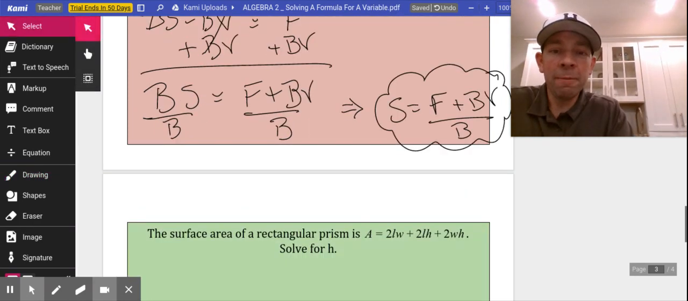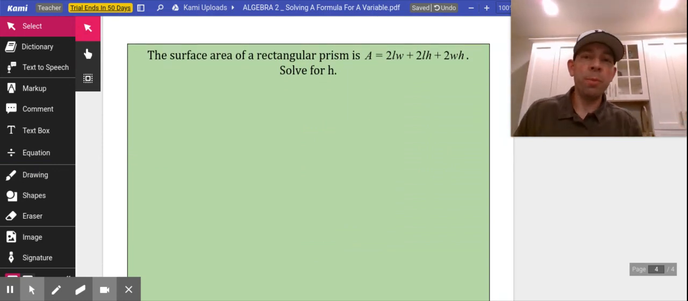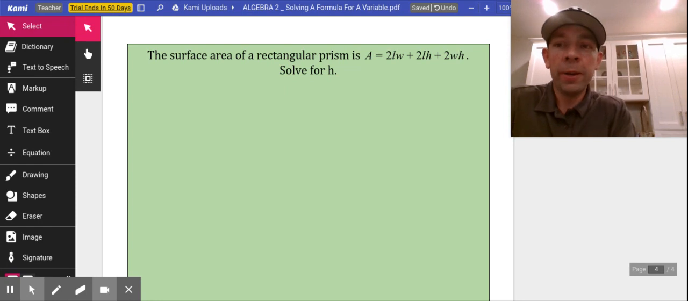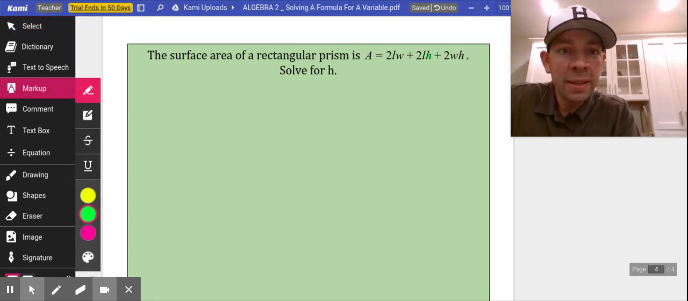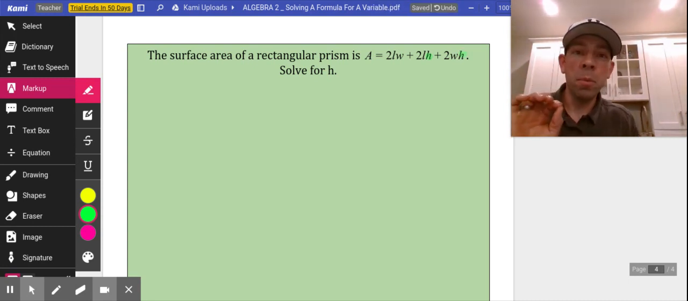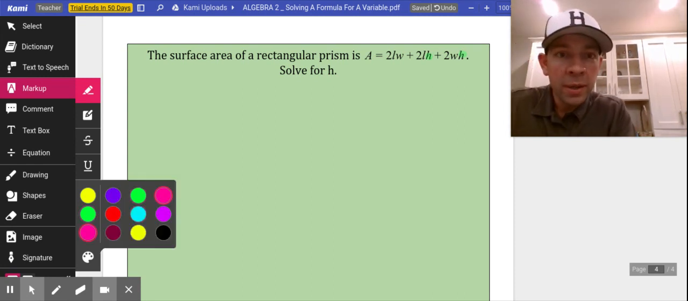Hey, I got one more cooking here for you. Now, the surface area of a rectangular prism, such as maybe a shoebox, is represented by A equals 2LW plus 2LH plus 2WH. We're going to solve for H. So we've got to try to isolate the H. Now, you'll notice, here's the trigger. There are more than one H in this formula. There's more than one term that contains an H. So I want to isolate these two terms on the right-hand side together.